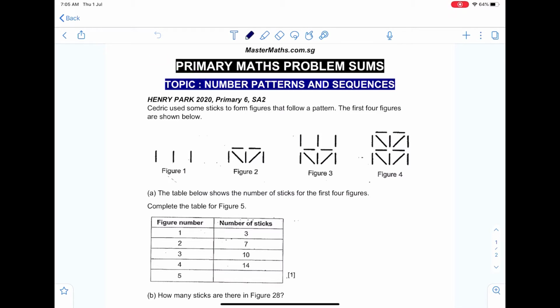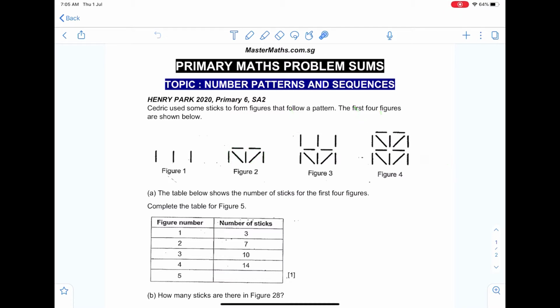Cedric used some sticks to form figures that follow a pattern. The first 4 figures are shown below. So we have figure 1 here, there are 3 sticks, figure 2, 1, 2, 3, 4, 5, 6, 7, figure 3, figure 4, and so on, of course.